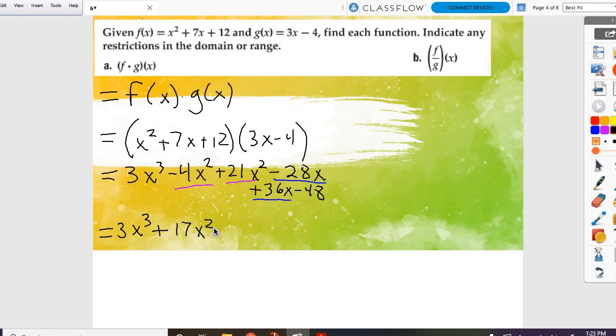Then we have a negative 28x plus 36x. So we end up with a positive 8x. And then we have negative 48. We don't have any other things that we can combine, so that's going to be our final answer. And we do not have any domain restrictions.